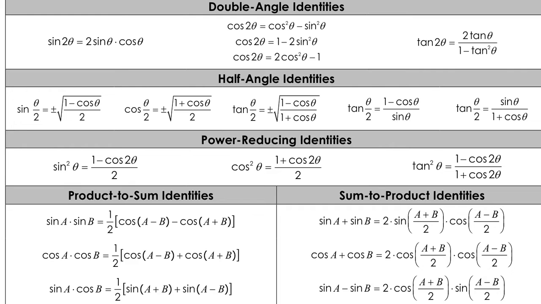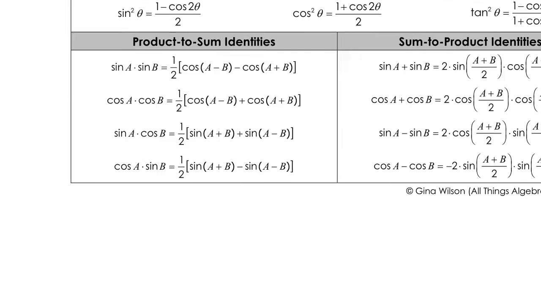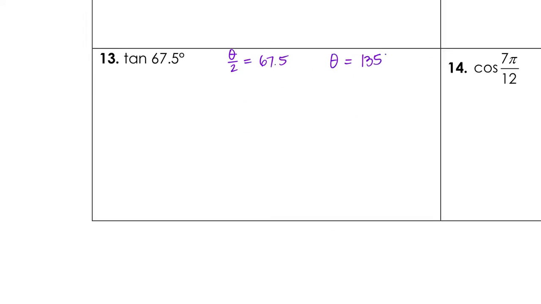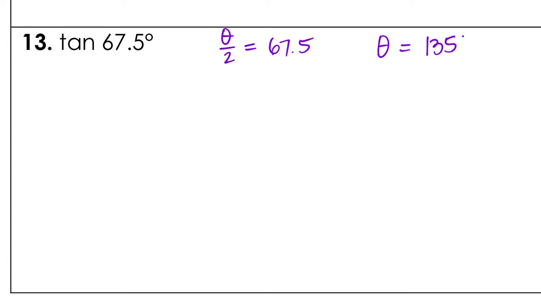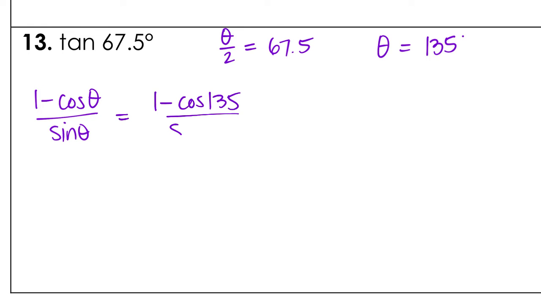There is no wrong answer. Pick whichever one you want. I am going to use this one in the middle just for fun. 1 minus cosine over sine. That was our identity. So we are going to fill in theta with 135. So 1 minus cosine 135 over sine 135. Those are values that we can find from our unit circle.